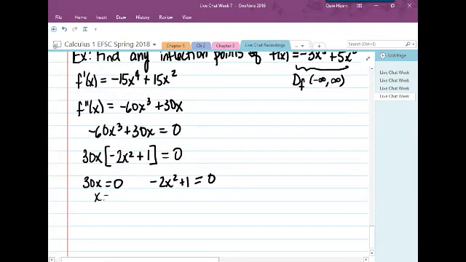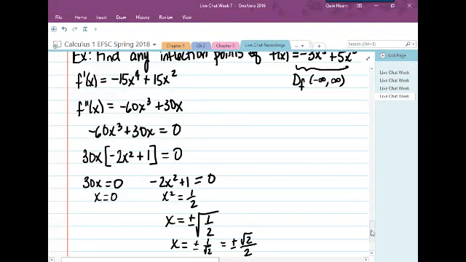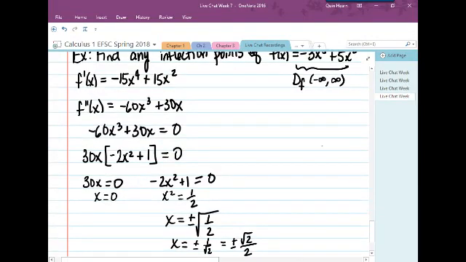Okay, so 30x equals 0 would mean x is 0, and negative 2x squared plus 1 equals 0 would mean that x squared equals 1/2, which would mean that x is equal to plus or minus the square root of 1/2, which would mean that x is equal to plus or minus 1 over the square root of 2. Or if we're sticking with the normal way of writing that, rationalizing the denominator, it would be the square root of 2 over 2.